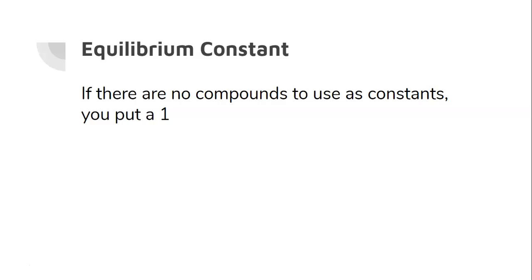Let's try one more. Now this one's a little tricky because sometimes you're going to look at an equation and say, well, there is no gas or aqueous solution on the product side or the reactant side. What do I do? If you do not have any component that you can use in the constant, so everything is a solid or a liquid, there's no gas or aqueous solution on that side, you write the number 1. Okay, you just put the number 1.